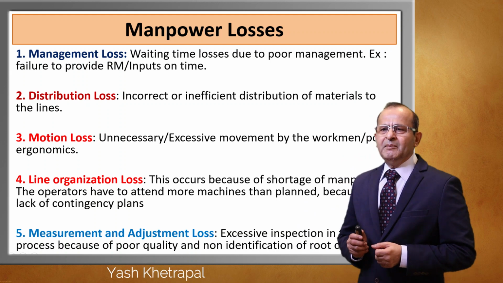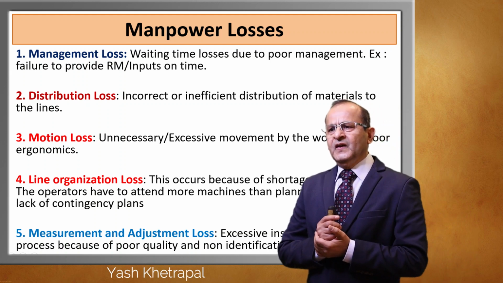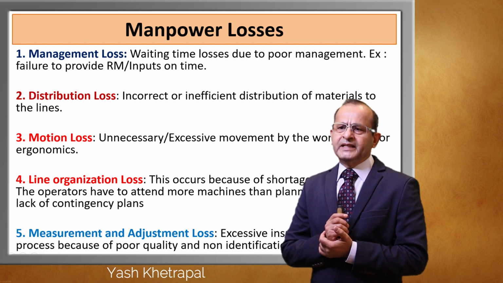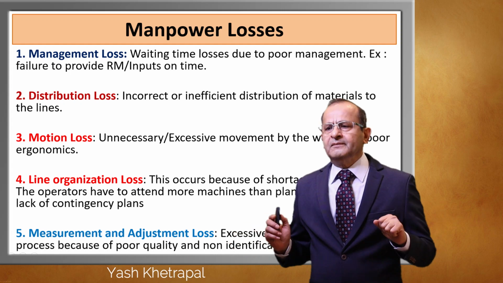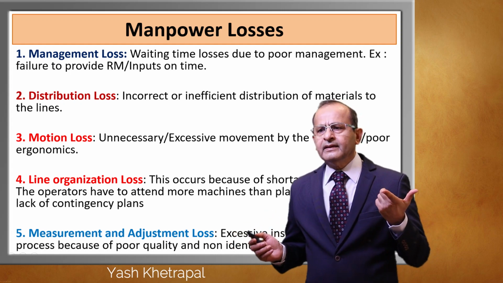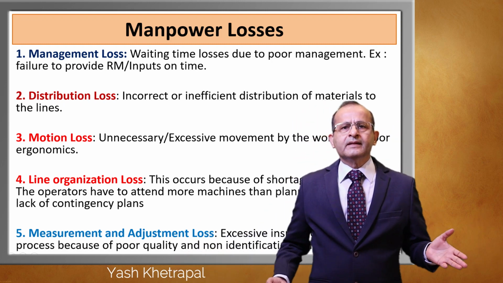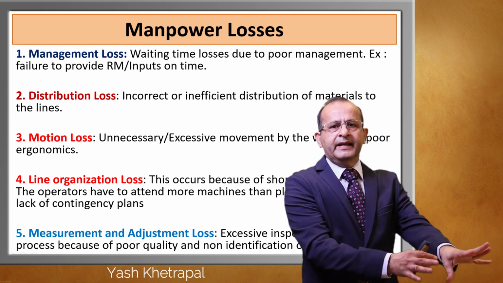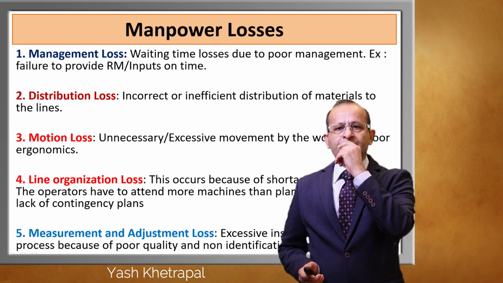Next, manpower losses. Management loss. Waiting time loss due to poor management. Raw material has not come. Input raw material is not there. Next, input raw material came, but there are 2 separate lines, and the entire raw material was given to line A while line B was waiting. Distribution loss.